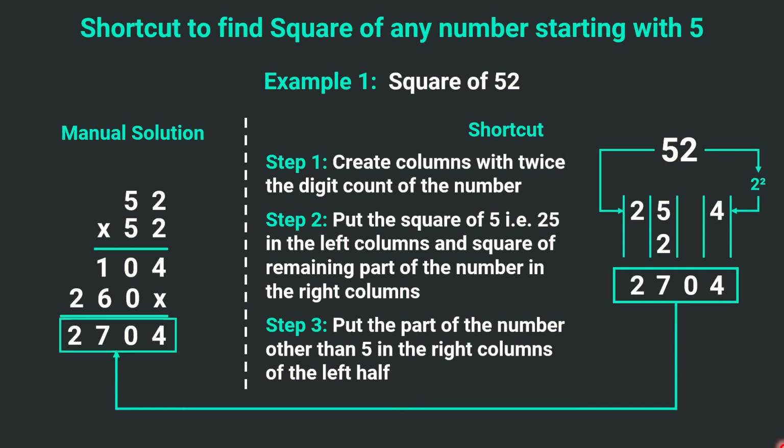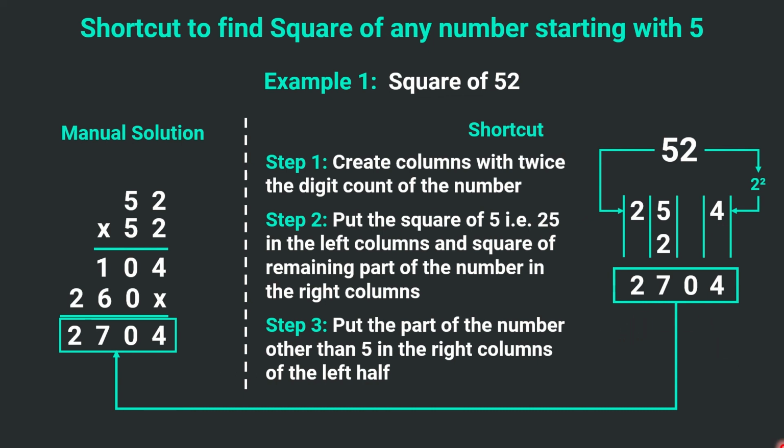Let's repeat the steps. In the first step, we have to make the number of columns twice the count of the digits, so we made 4 columns here. In the second step, we put the square of 5, which is 25, in the left columns and the square of the other part of the number, which was 2, so the square, 4, in the right columns. In the third step, we put the part of the number other than 5 in the right column of the left half. So 2 is the remaining part of the number and we put it in the right column of the left half, and adding all these numbers, it became 2704.